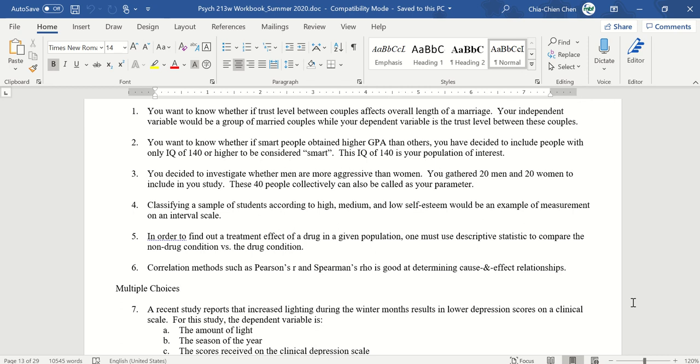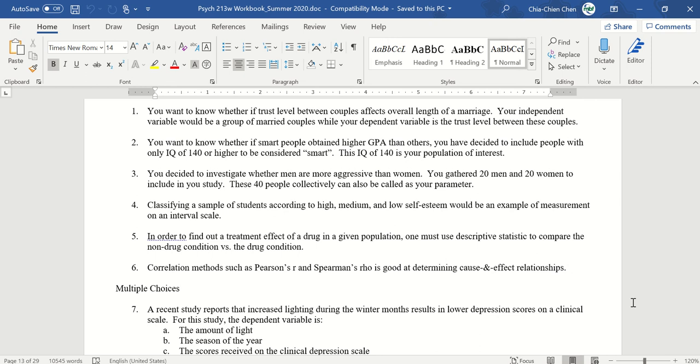Okay, number three, you decided to investigate whether men are more aggressive than women. You gathered 20 men and 20 women to include in your study. These 40 people collectively can be called your parameter. Okay, now what is a parameter? Well, a parameter is something that you assign value to. So in this case, the 40 people collectively are the people who participated in your study. Therefore, they are the participants. They are not your parameter.